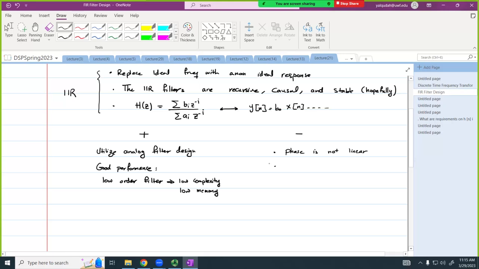Another challenge with the IIR filter is the frequency warping with the bilinear transformation. And another challenge is the frequency aliasing, and that comes with the impulse invariance method. And finally, with the IIR filter, we have to always make sure that the filter is stable.